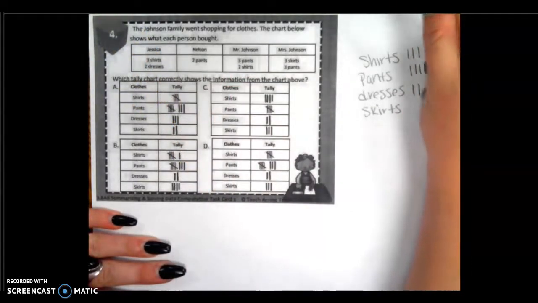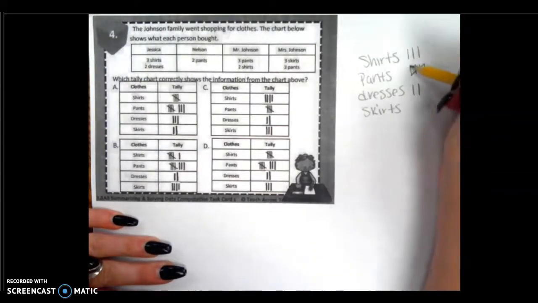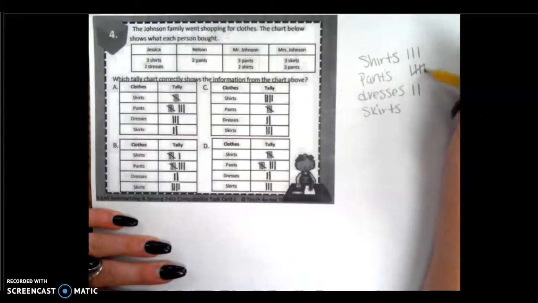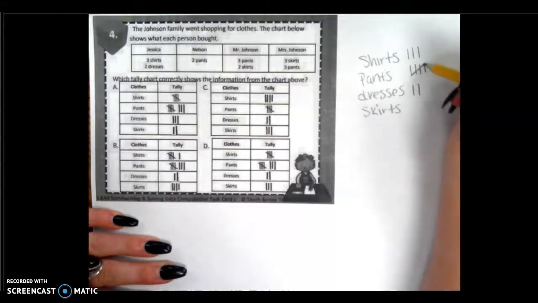Mr. Johnson bought 3 pairs of pants. 1, 2, 3. Boys and girls, whenever you're making tallies, whenever you do the 5th tally, it is always going to go across. So 1, 2, 3, 4, 5. You see what we did there? And he had bought 3. So 1, 2, that was my 3rd one.